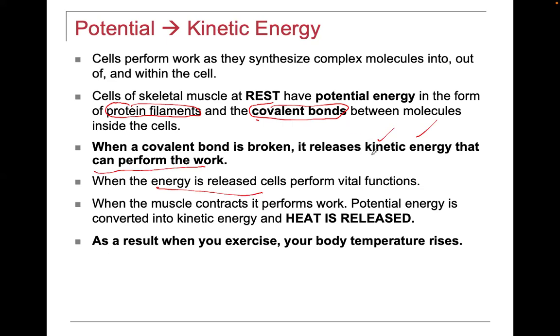So what ended up happening was the potential energy, which was the stored energy, is converted into kinetic energy, energy in motion. And when that happens, heat is released. And that's why you perspire when you're exercising, right? As a result of the exercise, your body temperature feels warm. You're getting hot because those muscles contracting create energy, and energy releases heat. We perspire to cool us off.